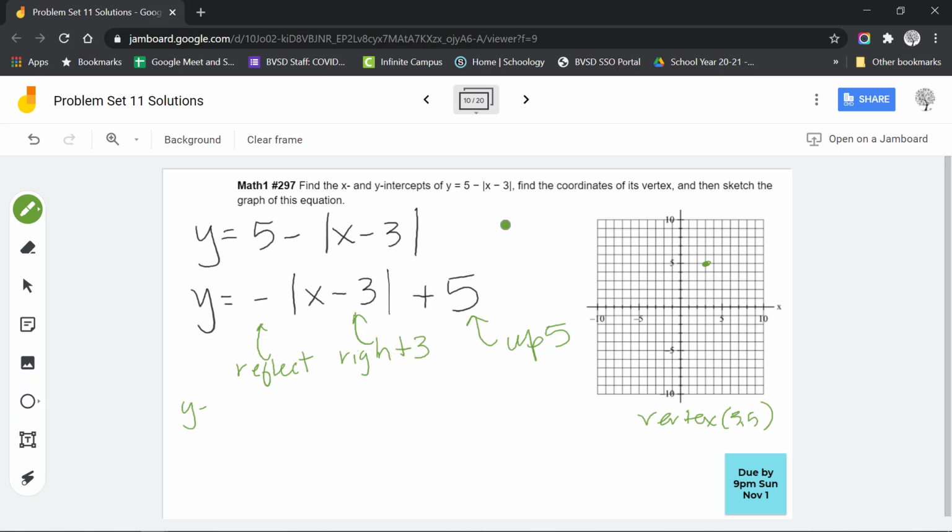Then for the intercepts, you plug in 0, of course. For the y-intercept, that's easier. You just have to plug in 0 for x. For the x-intercept, I recommend that when you're solving this, you isolate that absolute value sign. So I'm going to plug in 0 for y.